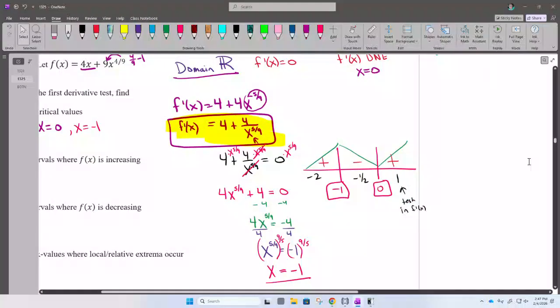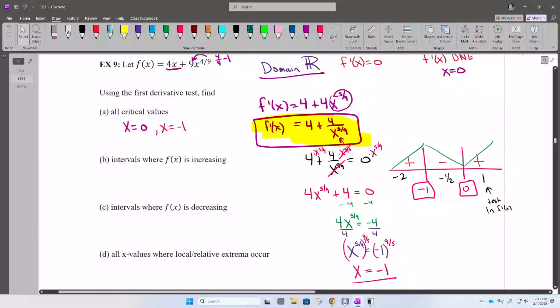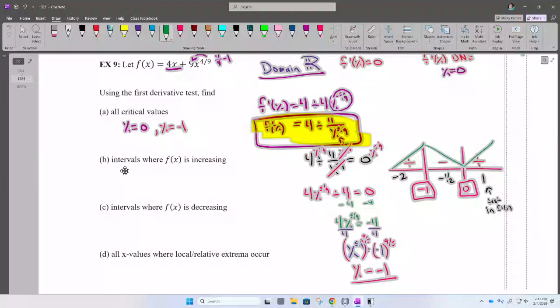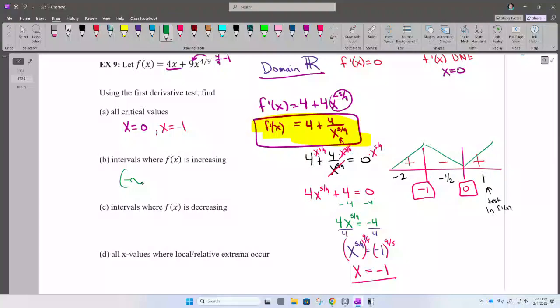Alright, and so my function is increasing from -infinity to -1, and again from 0 to infinity. It's decreasing from -1 to 0. All x values where there's local, relative extrema, we have a maximum right there. So we have a max at x equals -1, and we have a min right here. We have a min at x equals 0.